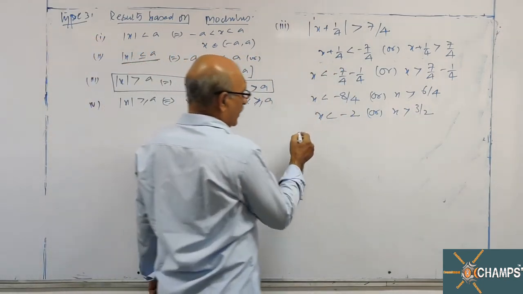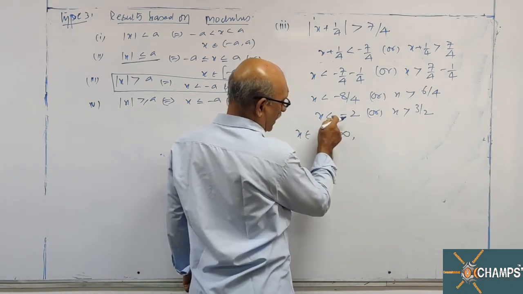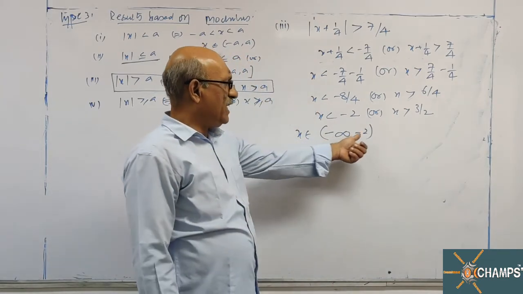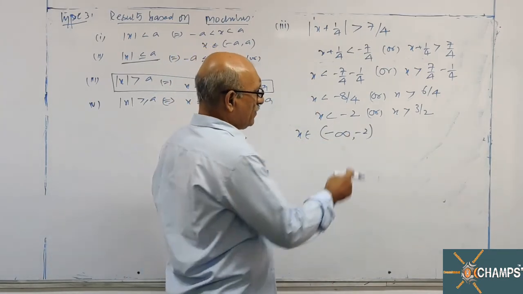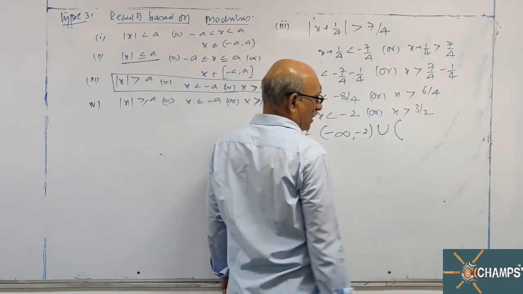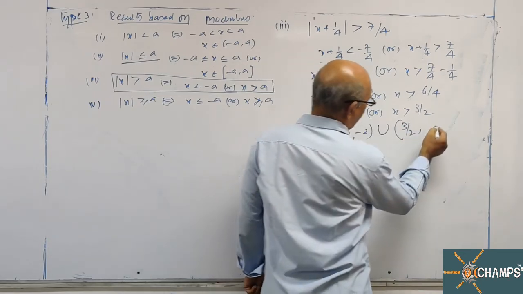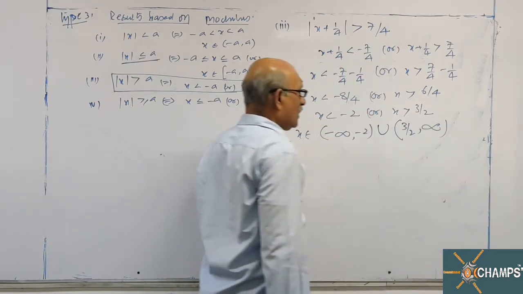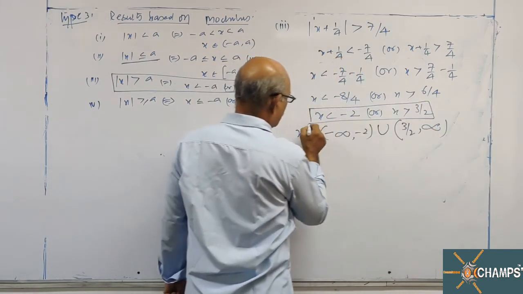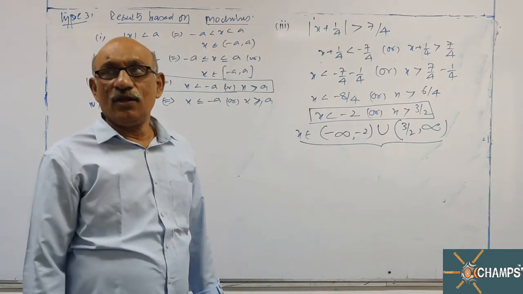How can you write the answer? x belongs to minus infinity, there is no equal to sign, so it is an open interval. Minus infinity and minus 2 are not included. After that, union, the equal to sign is not there here also. So 3 by 2 is not included, and infinity. Either your options may be given in this manner or in another manner, that you have to identify.